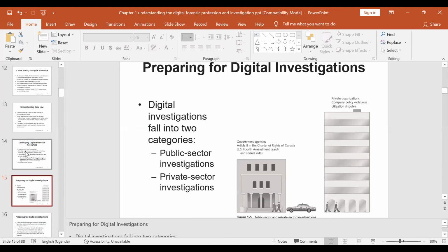Okay, so here is preparing for digital investigation. And that's why they're saying there are usually two types of digital forensic investigation. We have the public sector and the private sector investigation. Of course, here they're just showing an illustration. If it is public sector, they're showing us the headquarters of government.